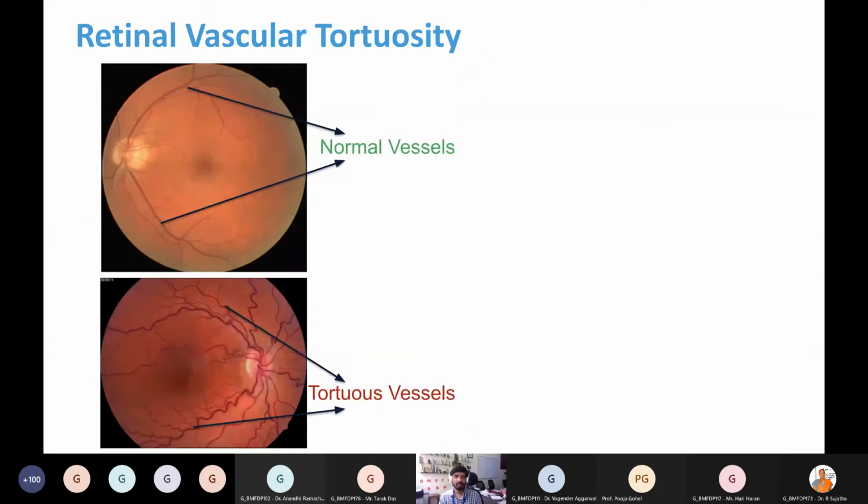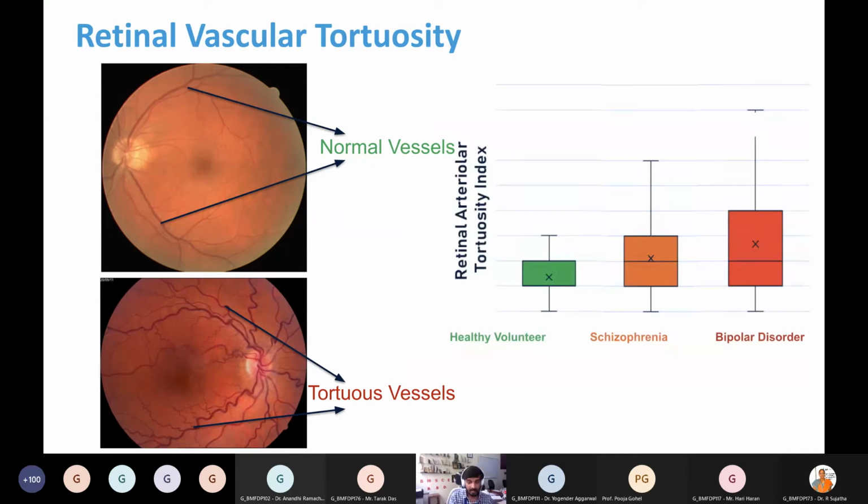Another feature we looked at was tortuosity. This was another paper. The normal vessels are in the top image, and the one at the bottom is a tortuous image, which means it's a zigzag pattern, to be simple. Here also we found that it is more zigzag in patients, though visually it was not so evident. But when we did mathematical processing, we found it was more evident.